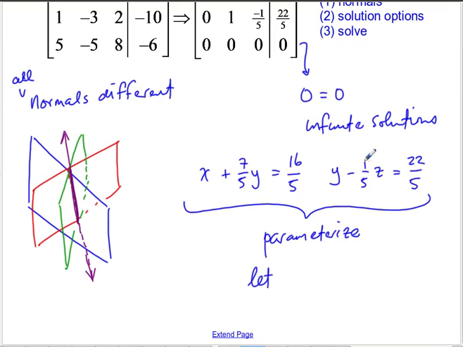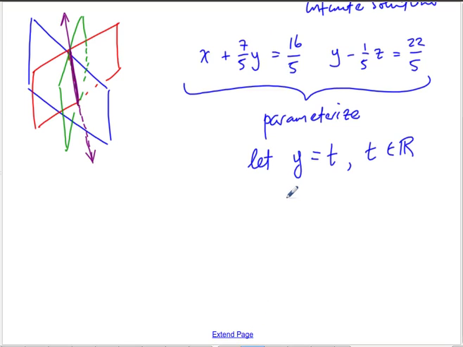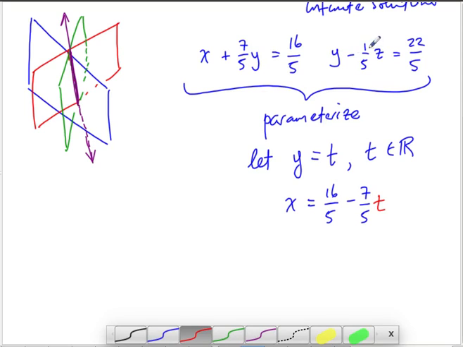So I can do anything that I want to here. I could let x or y or z be equal to t. It actually doesn't matter, but it actually makes the most sense here if I let y equal t, t a member of R, so t is my parameter. Then this first equation becomes x equals 16 over 5 minus 7 over 5 y, but because we've changed that, that becomes minus 7 over 5 t. And for the equation with the z, I need to do that one in two steps.